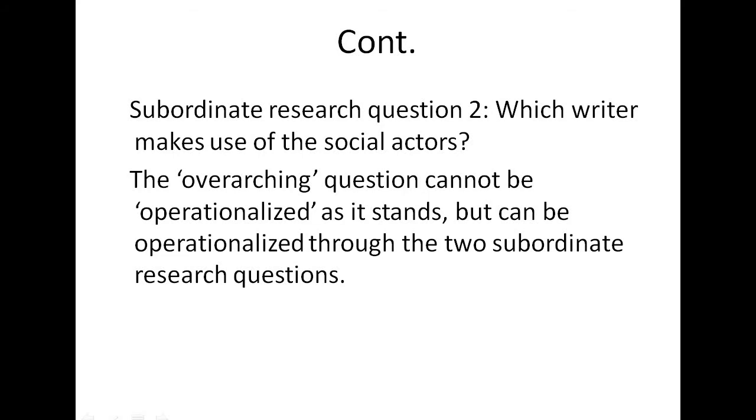The overarching question cannot be operationalized as it stands, but can be operationalized through the two subordinate research questions. So first we will find the answer of these subordinate questions, that is, the social actors affecting the characters, and which writer makes use of the social actors, and then we will move forward towards the first question. And the first question is: what is the difference in the portrayal of the characters between Hardy and Dickens? So sometimes we have to go first for the subordinate questions, because when we find the answer of these subordinate questions, automatically we move towards the overarching question.